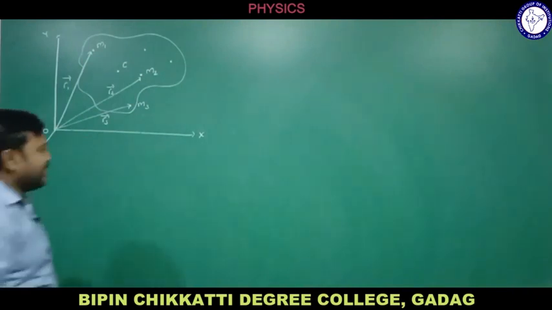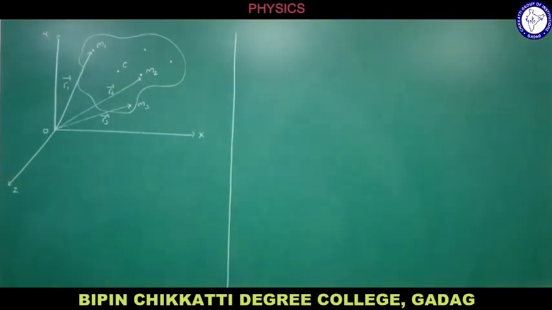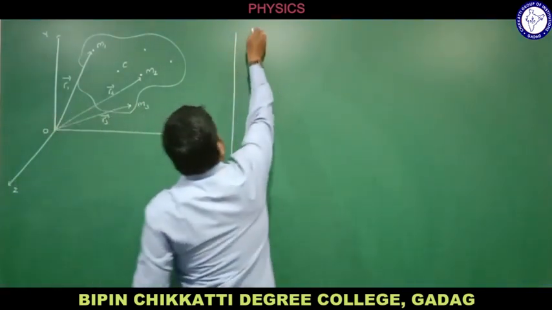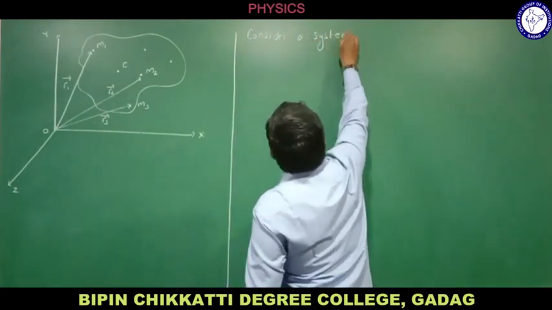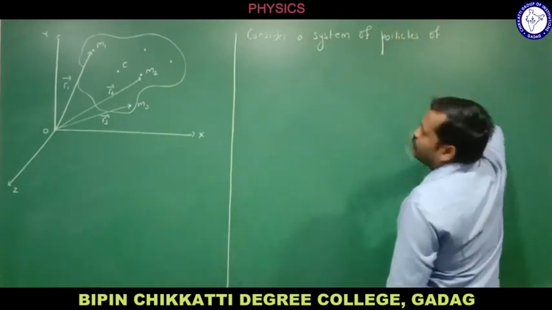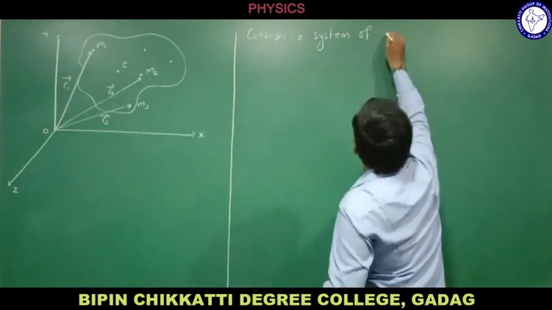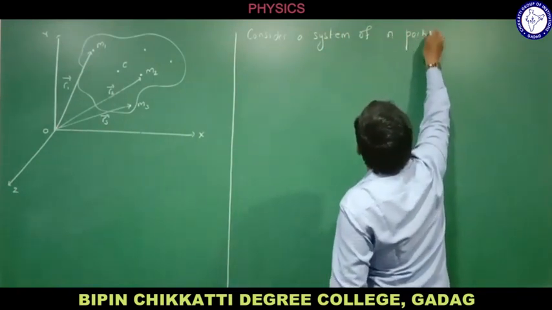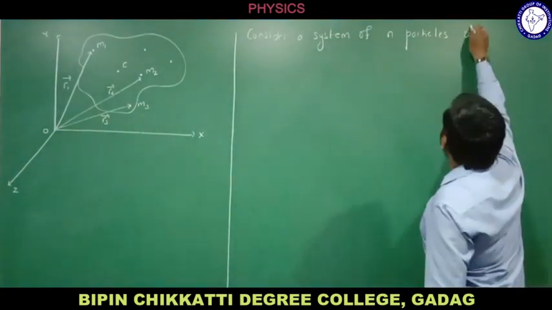Okay, now let us check what actually happens here. Now let me write. Consider a system of particles. How many particles? Consider a system of n particles. There are n particles in that system, right? Consider a system of n particles of masses.